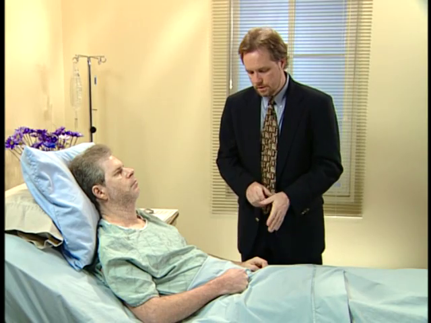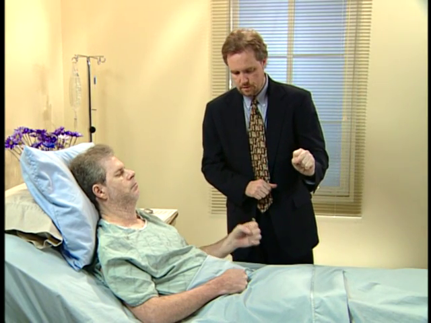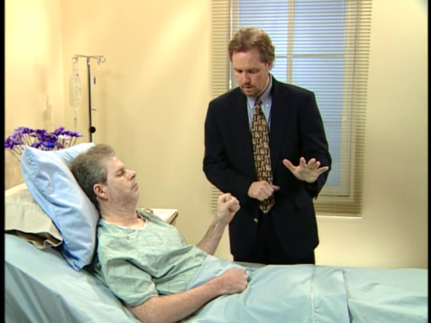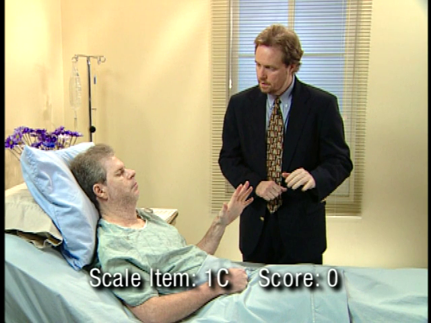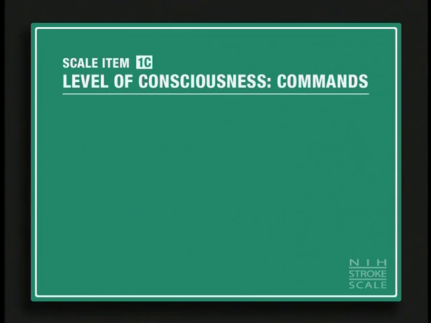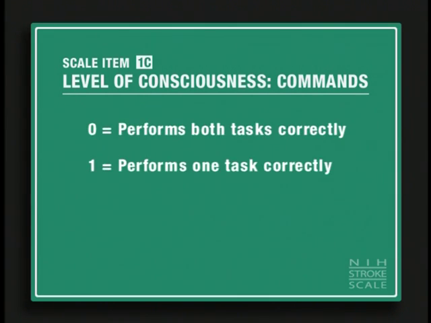In general, you should try to pantomime the command so the patient receives your verbal as well as visual input. Close your eyes and open them up. That's terrific. Take your left hand and make a fist. And now open it up. That's great. For scale item 1C, this patient scored a 0. Let's look at how this scale item is scored. Score a 0 if both tasks are performed correctly. Score a 1 if one task is performed correctly.